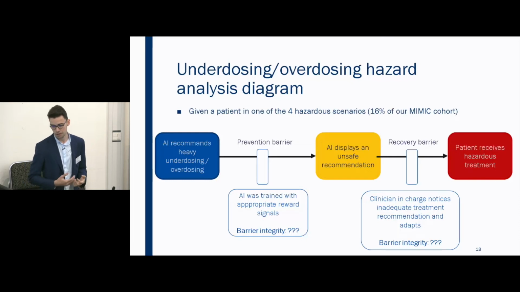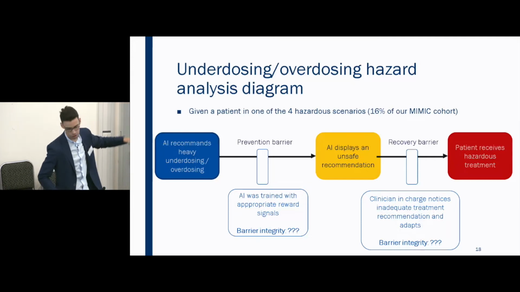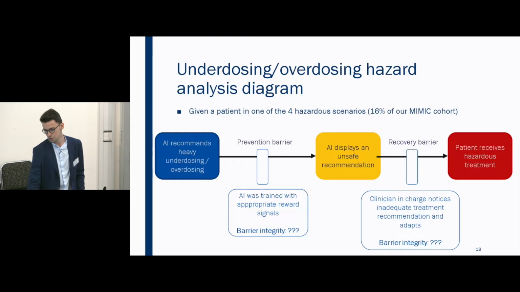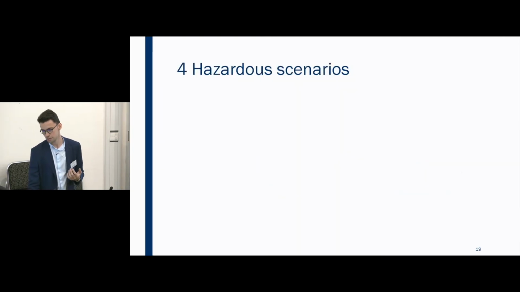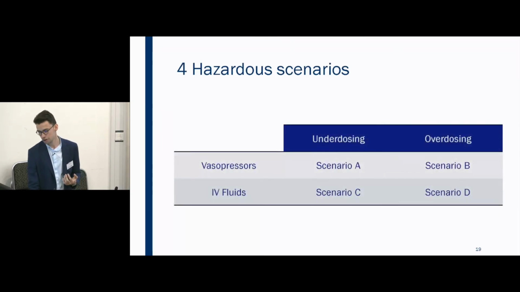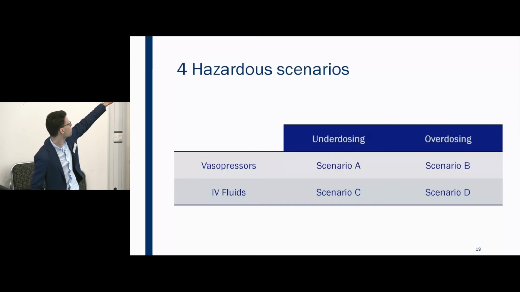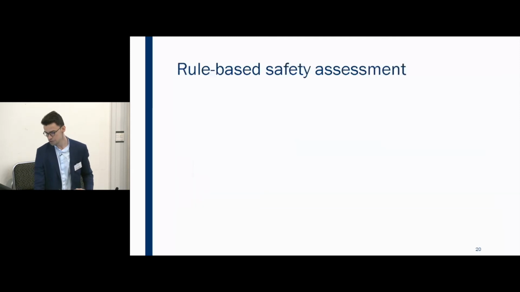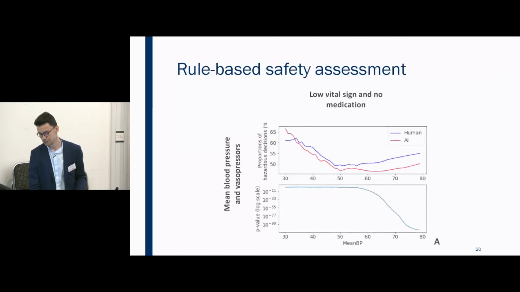However, in the literature, we don't have any information about the strength of those barriers. So we went on and tried to get an estimate for those. For the first one, it's all about training the system, and we fortunately have a lot of retrospective data on which we can assess this. So as a reminder, our 4 hazardous scenarios, underdosing and overdosing of both of the 2 drugs, lead to 4 scenarios. And we've studied those on retrospective data.